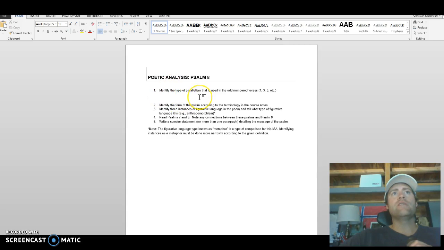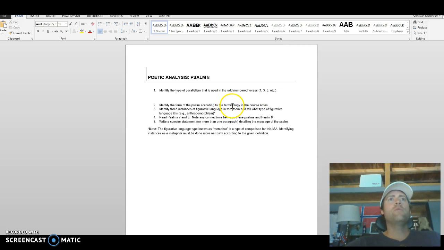So for instance, identify the type of parallelism that is used in the odd number verses. So you'll see Psalm 8 has a number of verses, right? There's only so many odd number verses in Psalm 8, like verse number 1, verse 3, 5, etc. Keep going down through. So identify the type of parallelism that is in those verses. If it's the same type of parallelism in each one, you only have to say one. But if it differs in different ones, give the different ones. And then it's always a good idea to say why, in case you're wrong, and I at least see a rationale that I can give you at least partial credit for, just a hint.